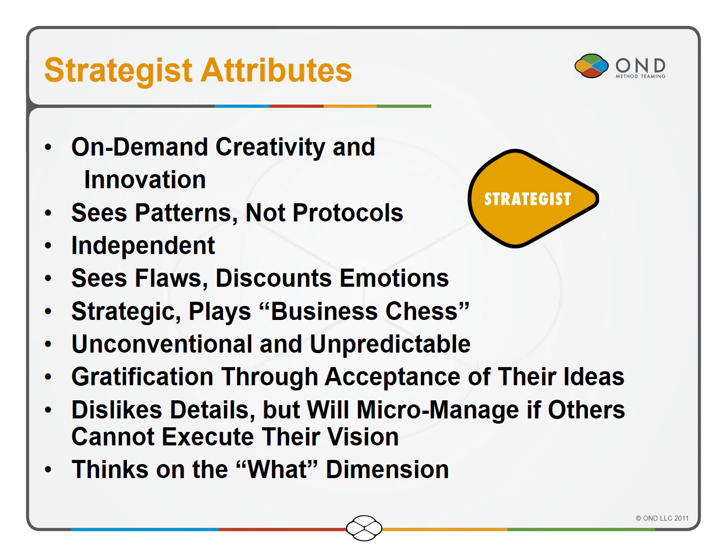They dislike details, the strategists, but they will micromanage if they don't trust the PDs around them to take their idea all the way to fruition, to make it scalable, to make it big, to make it realistic. We need PDs to do that. They think on the what dimension, these strategists, so that's the dimension they most enjoy thinking about, is coming up with new whats. Now, 8% of the population, the majority, are introverted, but there's a very big minority that's extroverted.